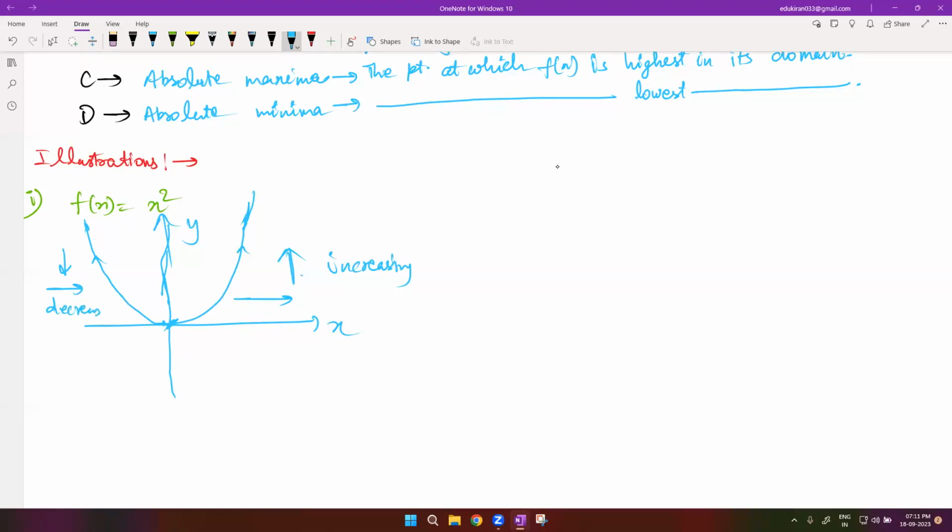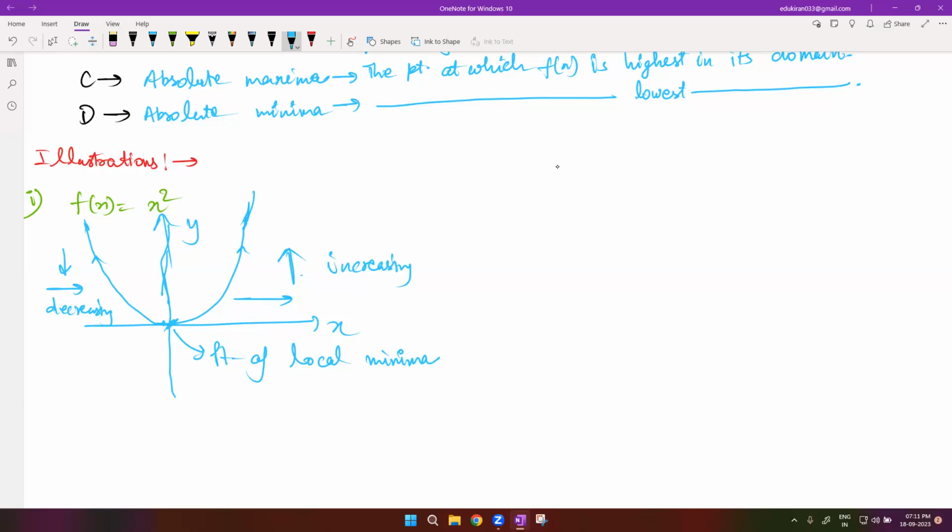Right? So after decreasing, the graph increased, so it must give you a point of local minima. And you can observe, guys, clearly. We also know that y = x squared gives us the minimum value at x = 0. If you put x as 0, then y is also 0.